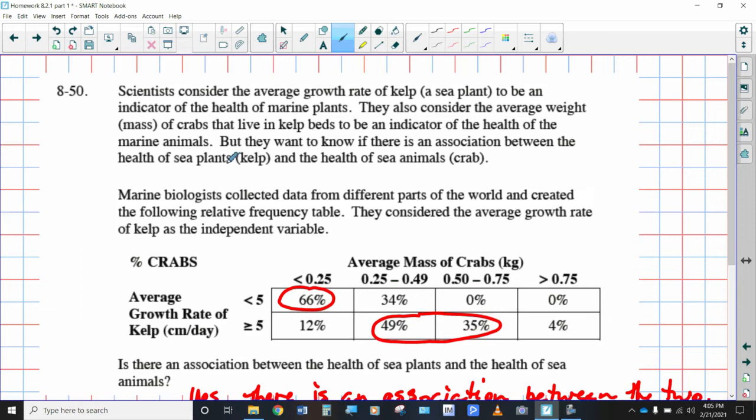Oh, these relative frequency tables. Let's see what this says. Scientists consider the average growth of kelp to be an indicator of health of marine plants. They also consider the average weight of crabs that live in the kelp beds to be an indicator of the health of the marine animals. But they want to know if there's an association between the health of the sea plants and the health of the sea animals.